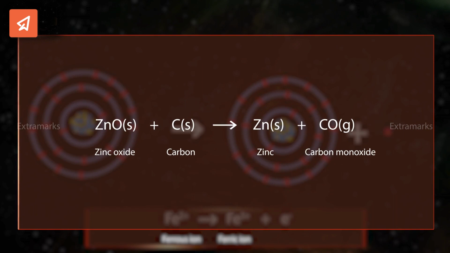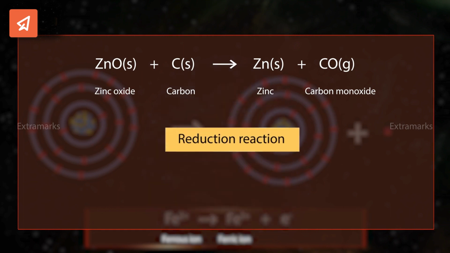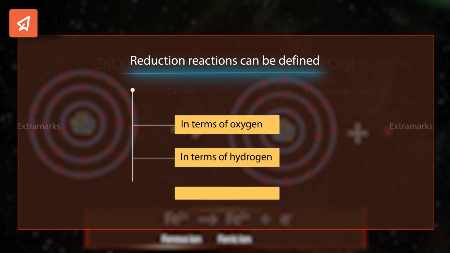Now we know that reactions involving addition of oxygen are known as oxidation reactions. Do we also have a specific name for reactions involving removal of oxygen? Yes, these reactions are known as reduction reactions. Reduction reactions can be defined in terms of oxygen, in terms of hydrogen, and in terms of electrons.